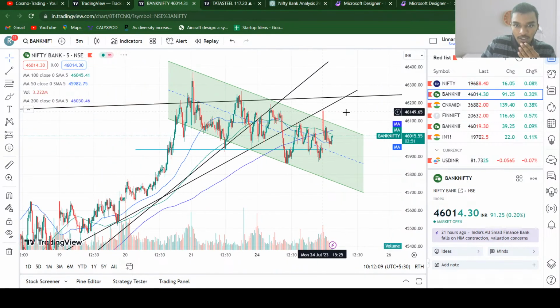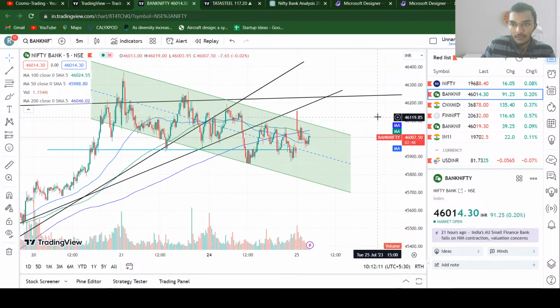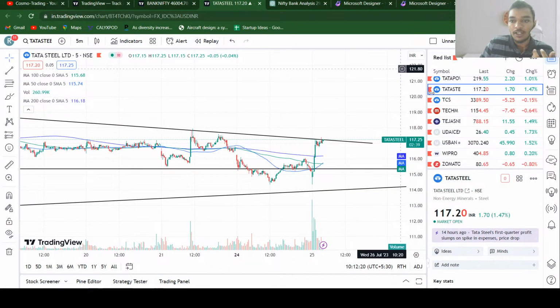But it has broken down the channel, so we are kind of bearish on both the Nifty as well as on Bank Nifty because it has broken down the support. So let me show you the trades which I have taken.